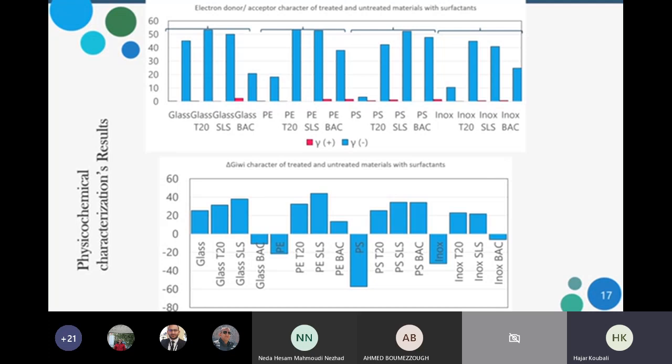Considering the results, it appears that the four supports are considered hydrophobic: polyethylene, polystyrene, stainless steel, and finally polystyrene. The glass surface is highly electron donor and weakly electron acceptor, contrary to the other supports.